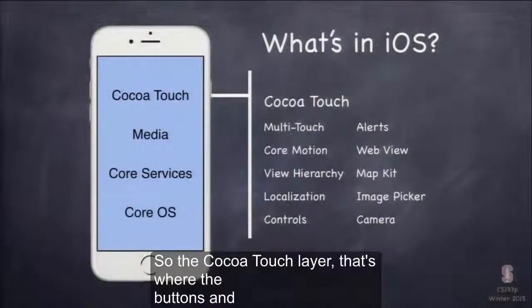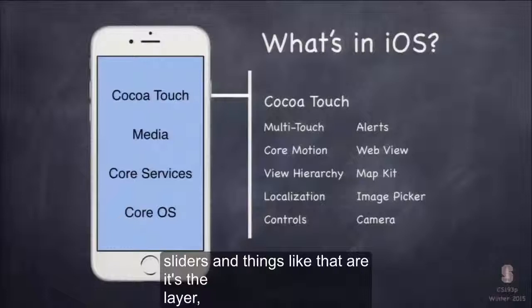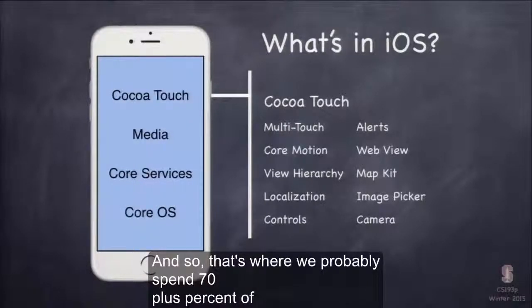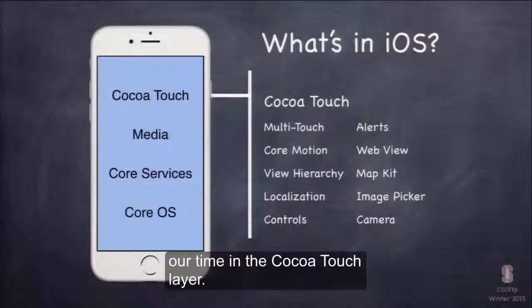So the Cocoa Touch layer, that's where the buttons and sliders and things like that are. This is the layer where you're going to build the interactivity with your end user. And so we probably spend 70+% of our time in the Cocoa Touch layer. And this is a very powerful layer.